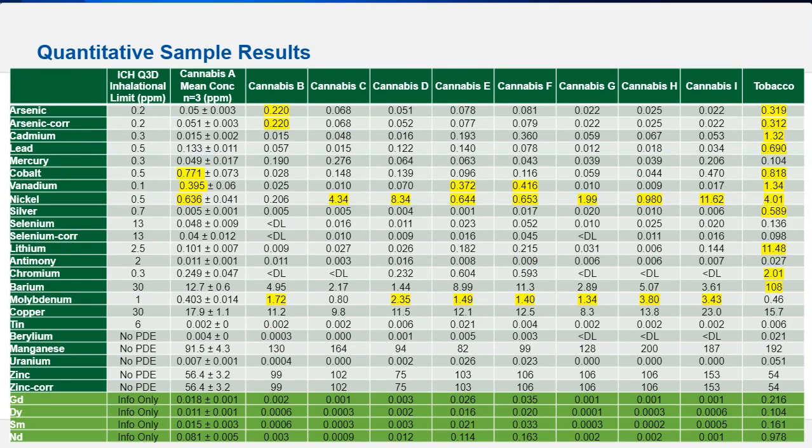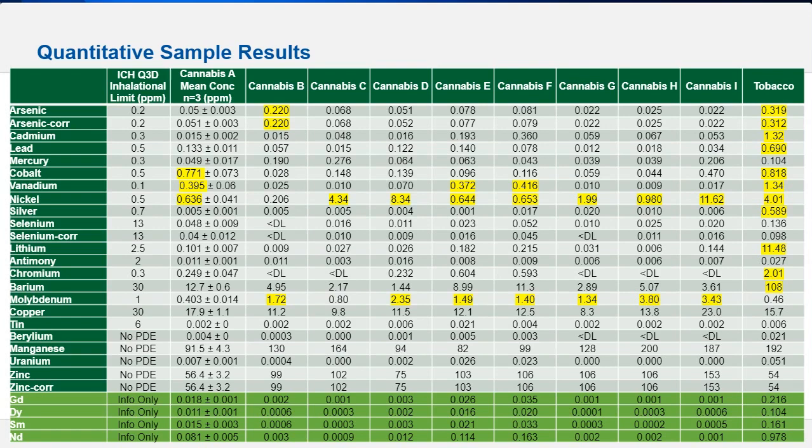There's some data here. I know it's a bit of an eye chart. This is the quantitative results from 9 different cannabis flower samples, A to I. Also shown for reference are ICH-Q3D inhalational limits, assuming a 10-gram daily dose. The standard deviation on cannabis A sample is shown, and at the end I tagged on a random tobacco sample provided by one of the lab staff. Note this tobacco sample is only from 1 cigarette and is definitely not representative of all cigarettes.